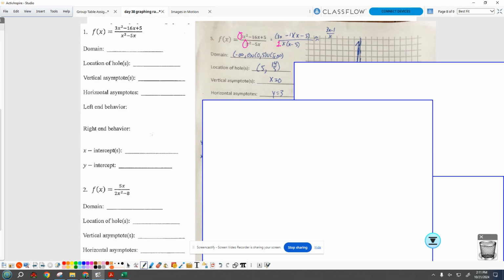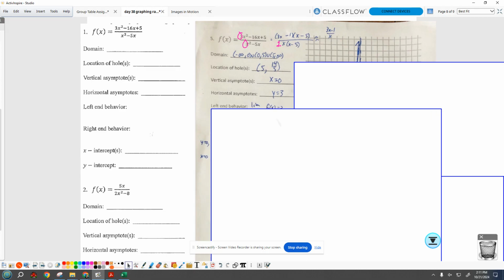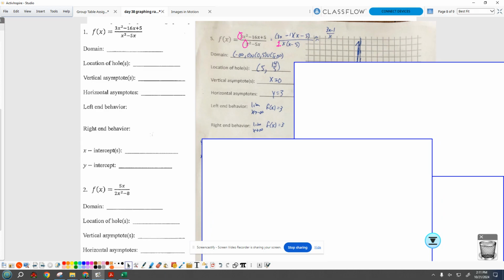And then end behaviors. End behaviors are wherever the horizontal asymptotes are. Adeline, what are the end behaviors in this question? In this question, the limit as x goes to positive infinity and negative infinity, the function is going to go to 3. Horizontal asymptotes and end behaviors are the same thing. Whatever you got for horizontal asymptote is the end behavior also.